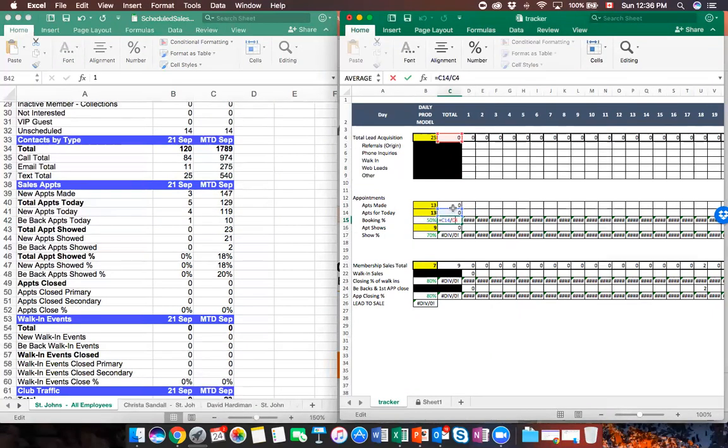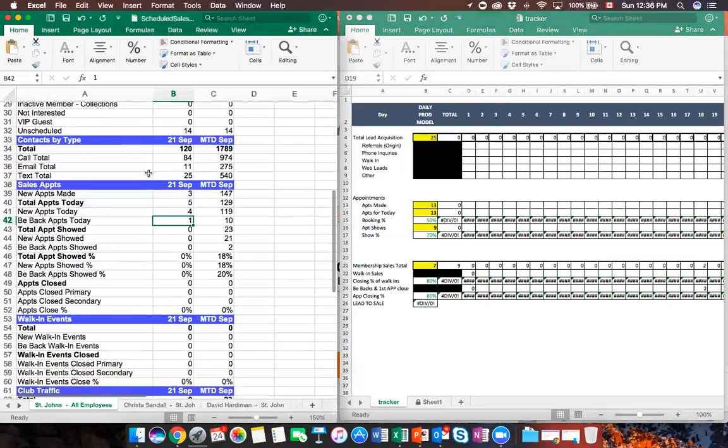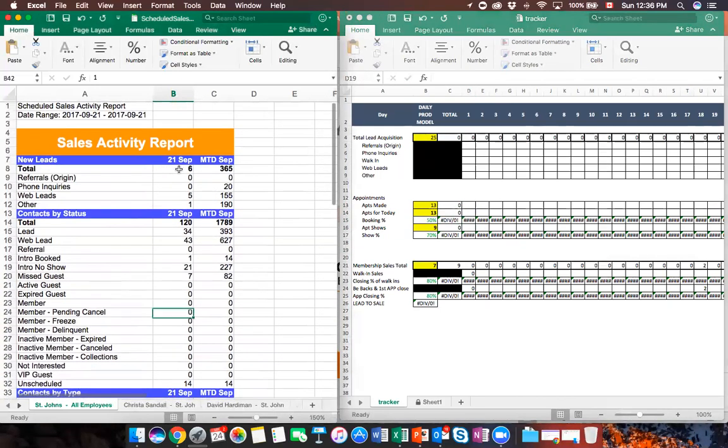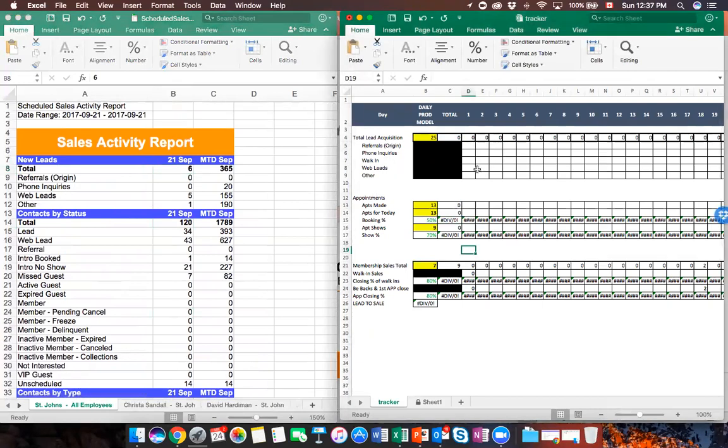So, a couple things that I want to look at with you guys. Small modification here. All right. Let's look at September 21st. A total of 6 leads came in. 5 web leads. Other, 1 lead came in.